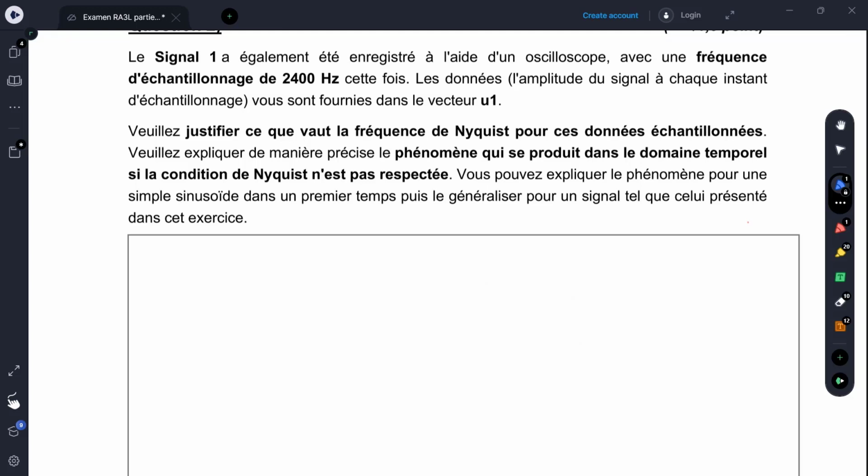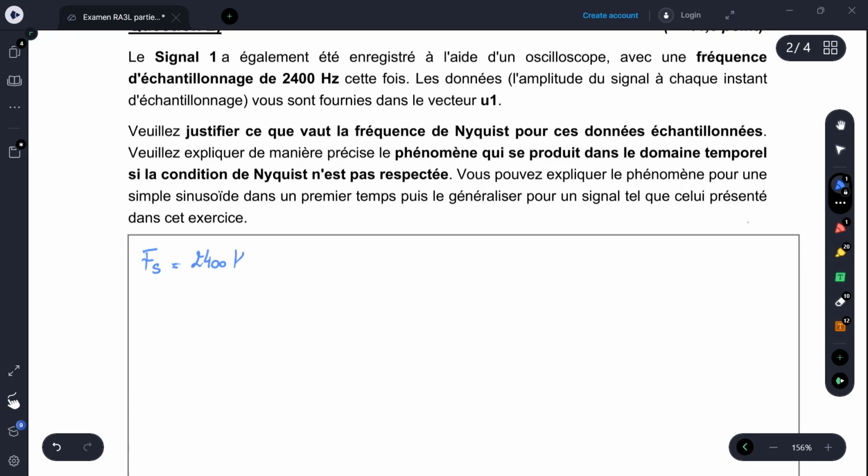Alors, la seconde question nous dit que l'autre signal temporel qu'on va utiliser dans l'énoncé en question a été échantillonné à une fréquence de 2400 Hz. Donc, on a fait l'enregistrement des informations en question avec une fréquence de 2400 Hz cette fois. On verra par la suite qu'on a les données à disposition dans un vecteur U1 et on nous demande ce que vaut par conséquent la fréquence de Nyquist. C'est le premier point. Là, on peut directement dire que la fréquence de Nyquist, c'est la fréquence d'échantillonnage divisée par 2, donc on est bien à 1200 Hz.